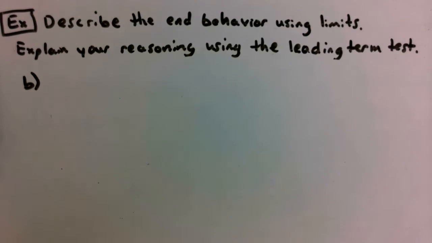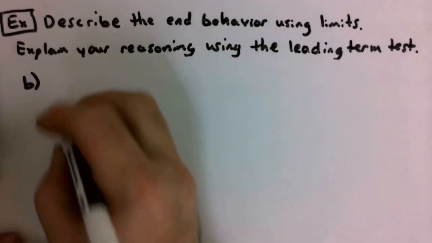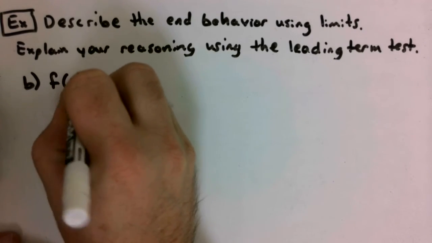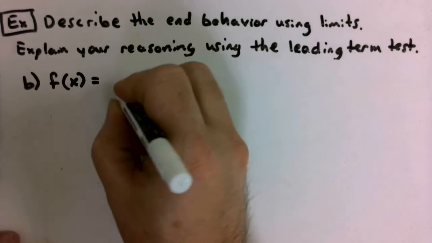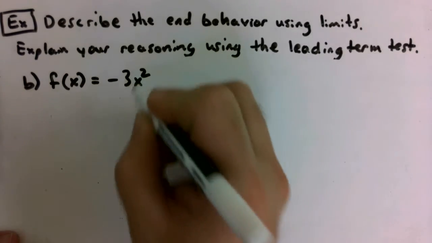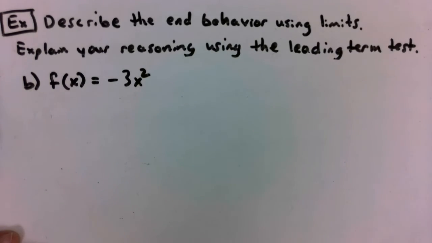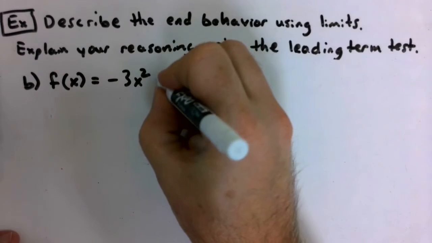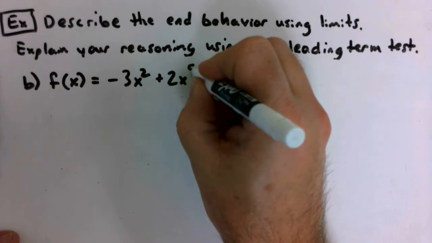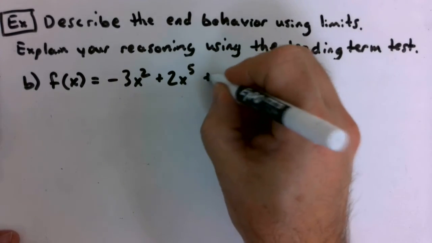This is part 2 of our video, where the directions are to describe the end behavior using limits and then explain your reasoning using the leading term test. For letter B, we're going to take a look at this one. f of x is equal to negative 3x squared plus 2x to the fifth plus x cubed.